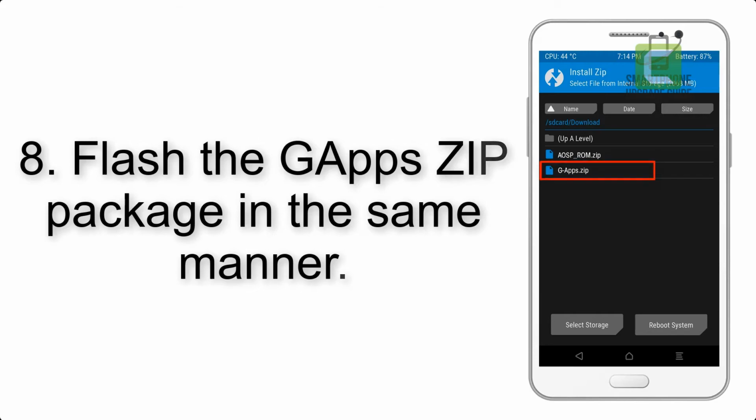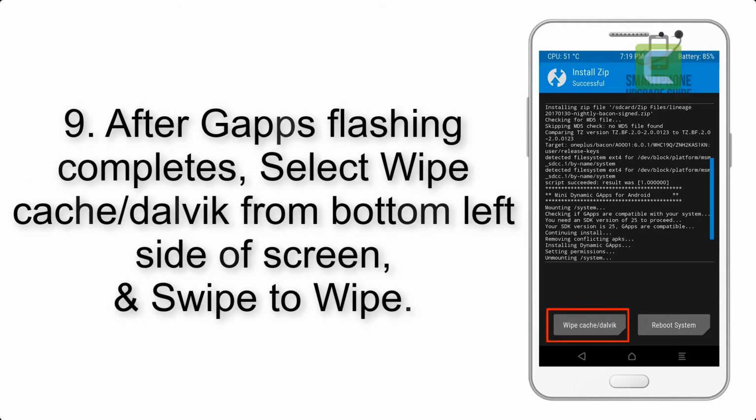Step 8. Flash the GApps zip package in the same manner. Step 9. After GApps flashing completes, select Wipe Cache and Dalvik from the bottom left side of the screen, and swipe to wipe.